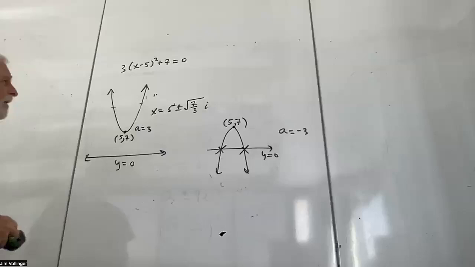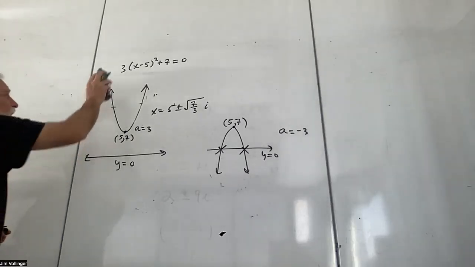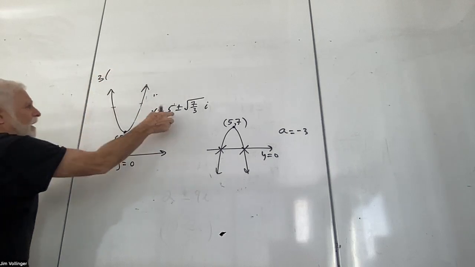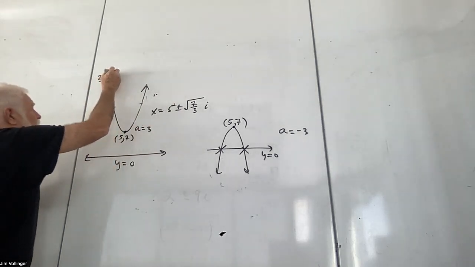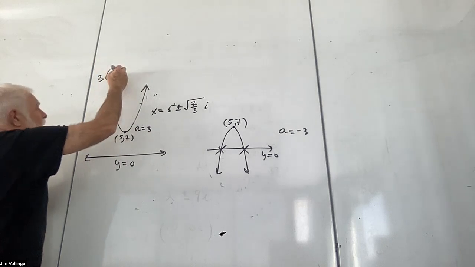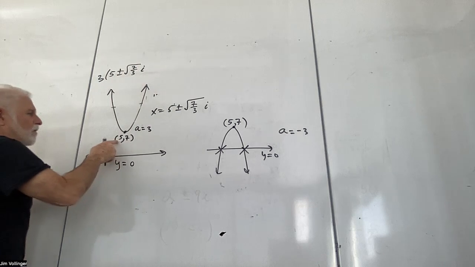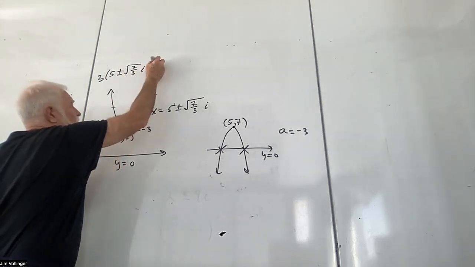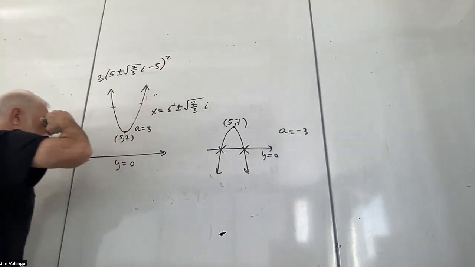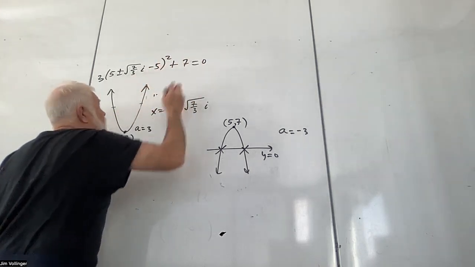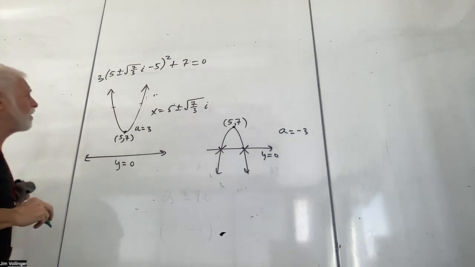All right, now let's see how that works. Let's see how that answer works, and over time, build our skills. So I've got my answer, 5 plus or minus the square root of 7/3 i. And remember, we're starting from 5, so we've got 3 times (x minus 5) squared plus 7, and then we want this to equal 0. And I think you can see all of that.